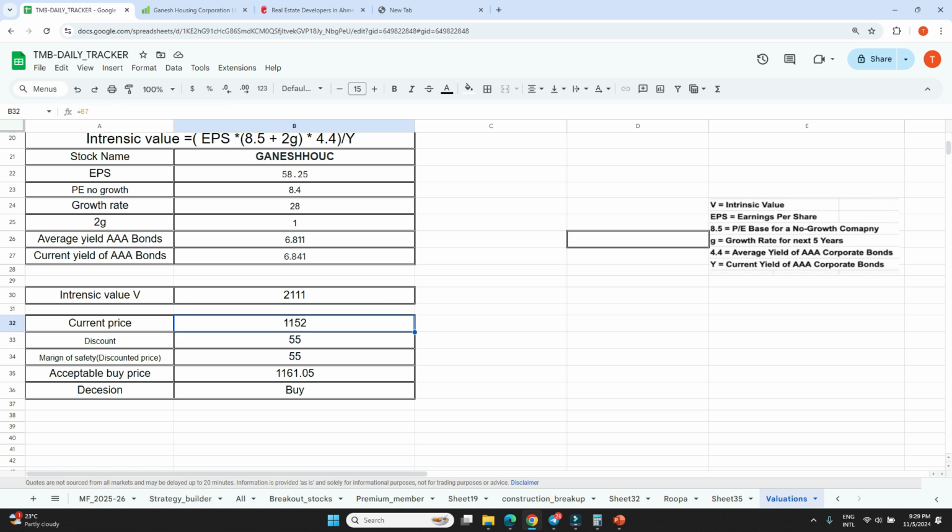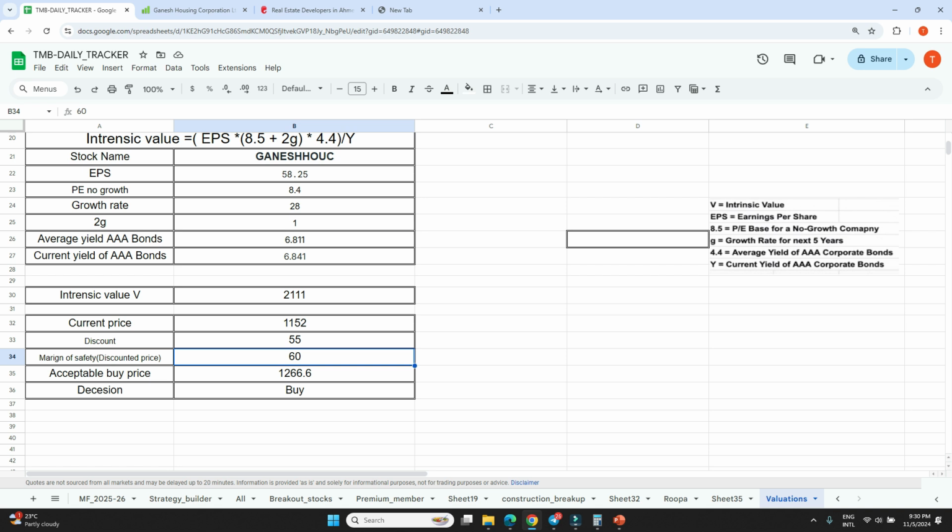The current price is 1152. What is the discount? There is a 55% discount already in the stock. Now what I am trying to do is get some discounted level around 60% of the current levels. If I take 60% of the current level, it is 1266. That means a 40% discount of the current level, I am thinking.